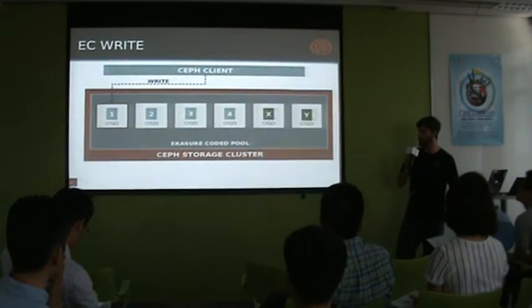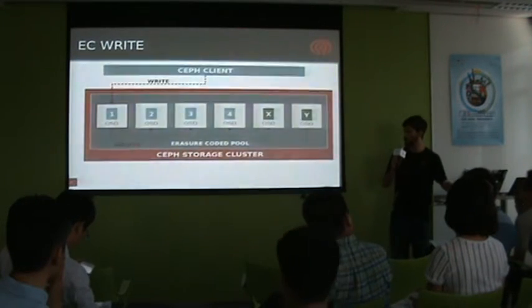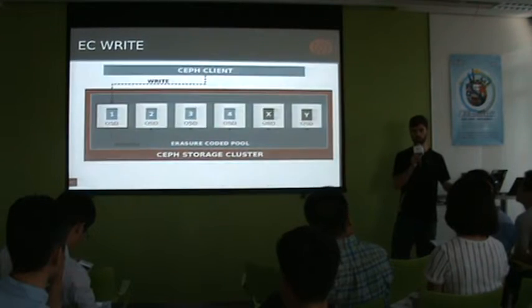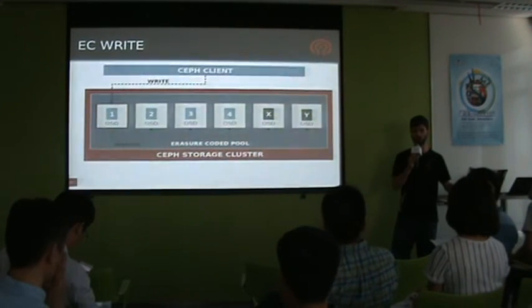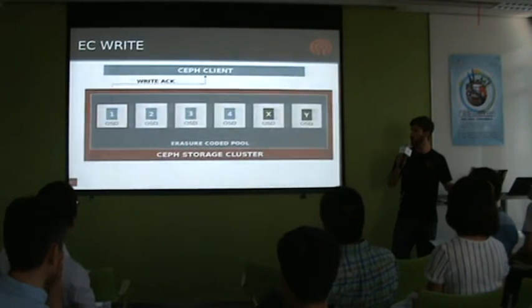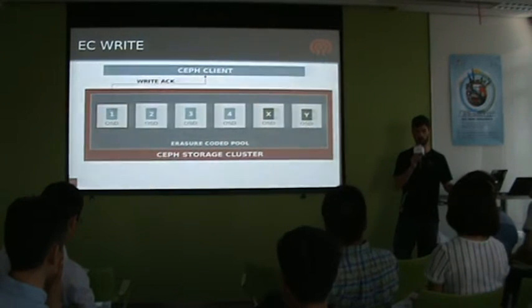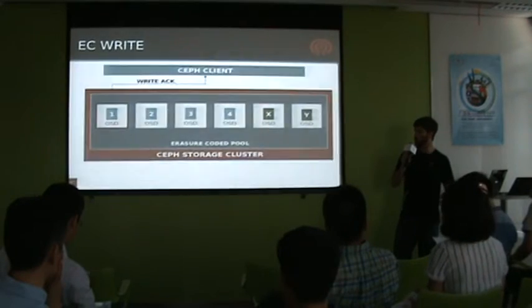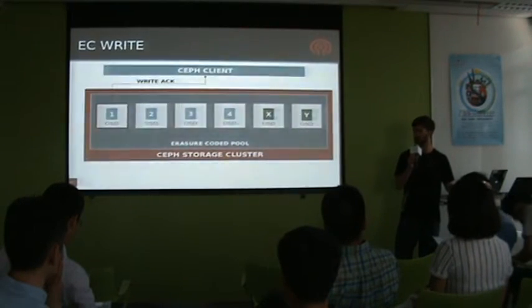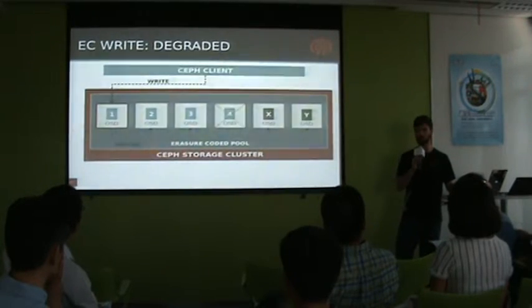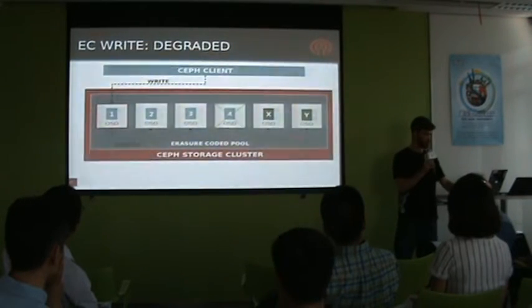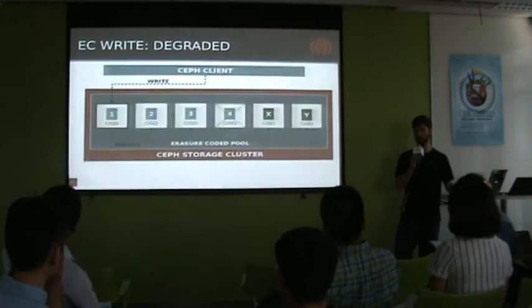Same with a write. The client sends the write to the primary. The primary encodes the written buffer into updates for each individual OSD, sends them out, and then when it gets the replies from the erasure-coded replicas, it sends the acknowledgement back to the client. If we have a degraded pool, it works essentially the same way. We simply write to the OSDs we have.